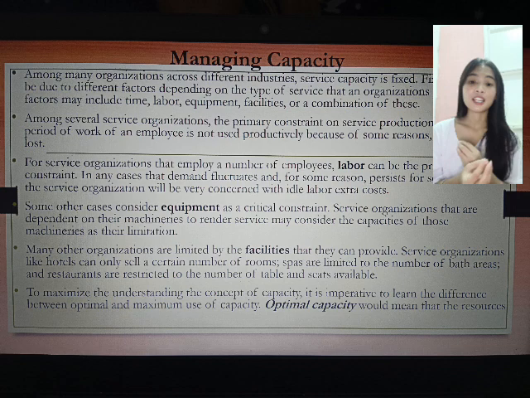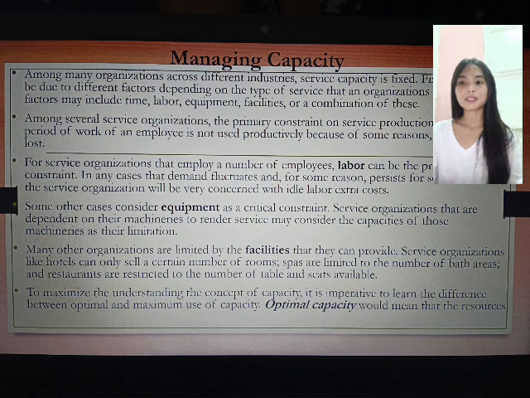Then, some other cases, consider equipment as a critical constraint. Service organization that are dependent on their machineries to render service may consider the capacity of those machineries as their limitation.